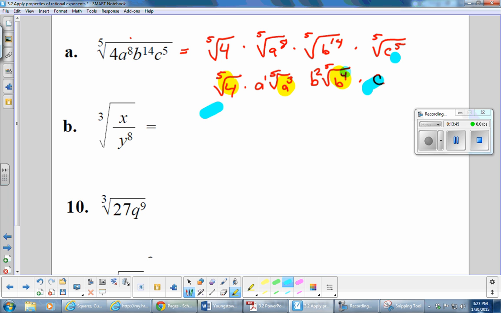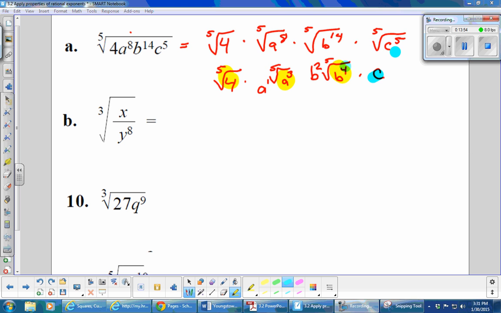Hang tight. Let me pause this real quick. Sorry about that. Okay, so we did all the insides, now I'll do the outsides in blue. So that's outside c, outside here, outside there, and we're done.